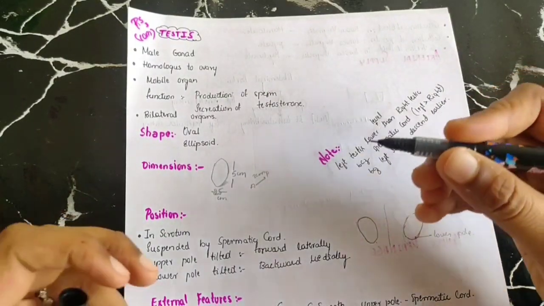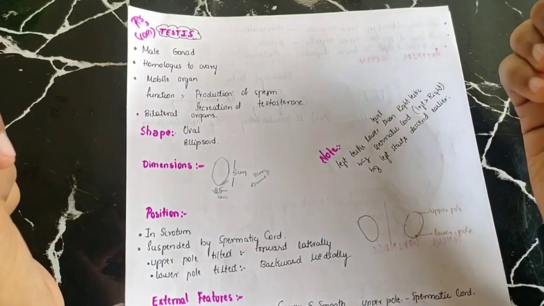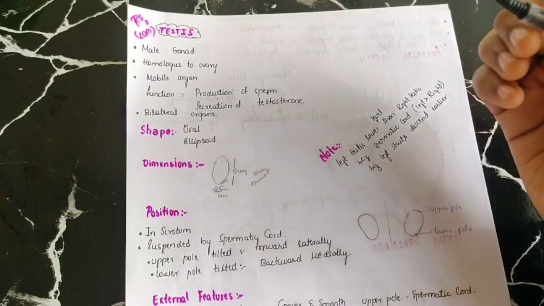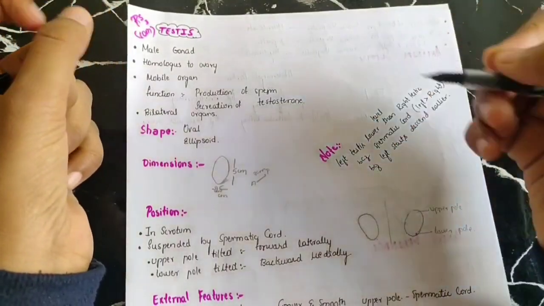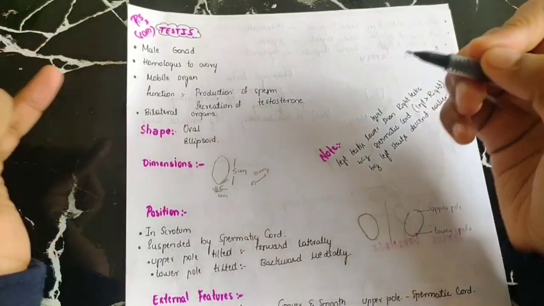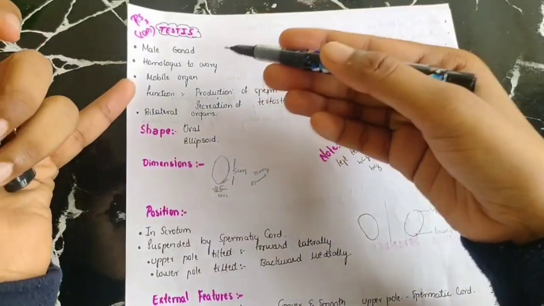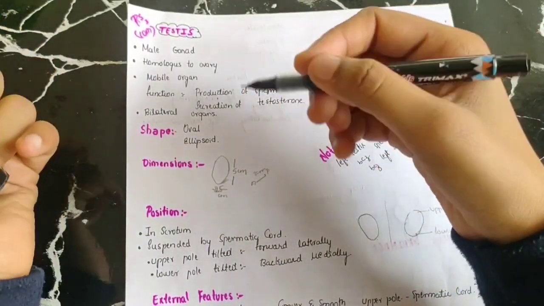In this video, I'll be teaching another important question from the university point of view, that is testis, which is a long answer question. It is a male gonad. It is present on either side in the scrotum, so it is a bilateral organ. It is homologous to ovaries in the female, and it is a mobile organ.